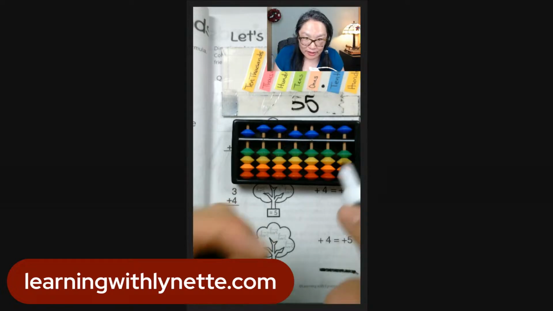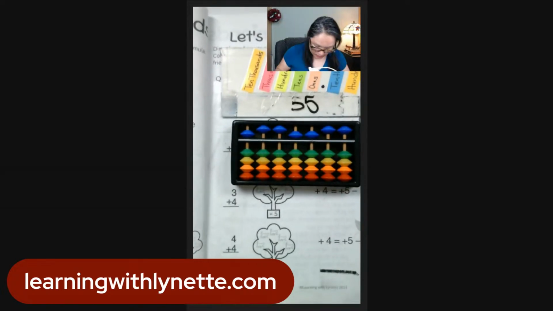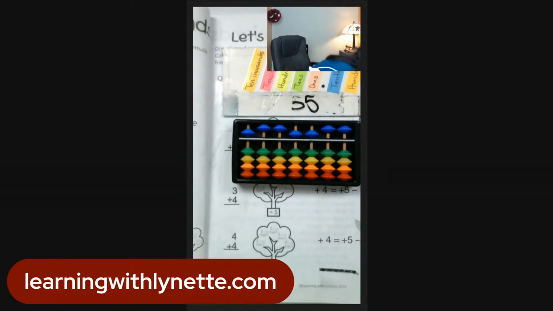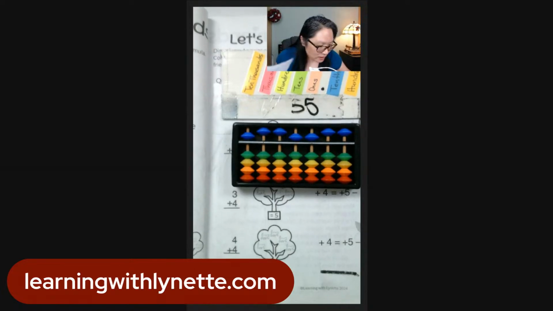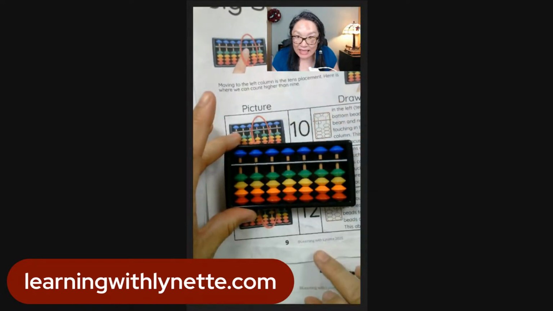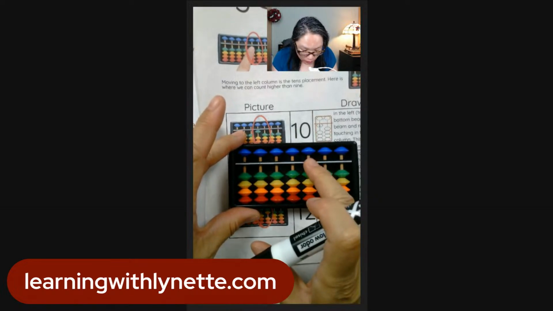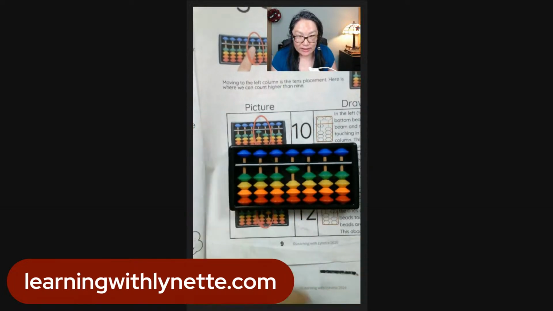What does 10 look like? 10 looks like a 1 and a 0. So exactly what you're reading is exactly how it looks. So you said 1, 0. That's what 10 is.